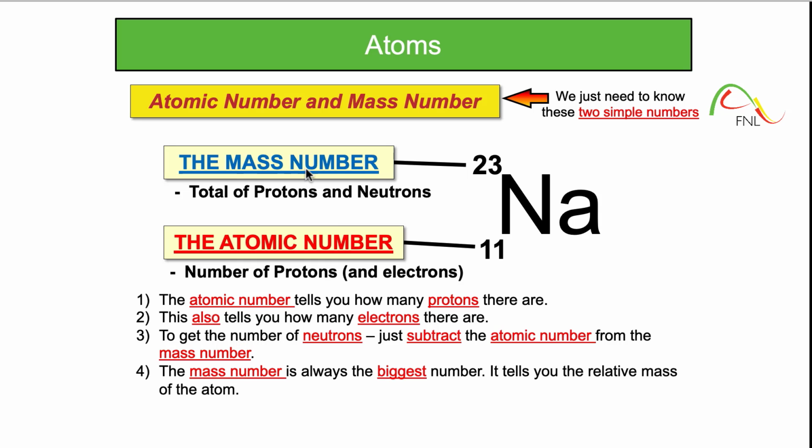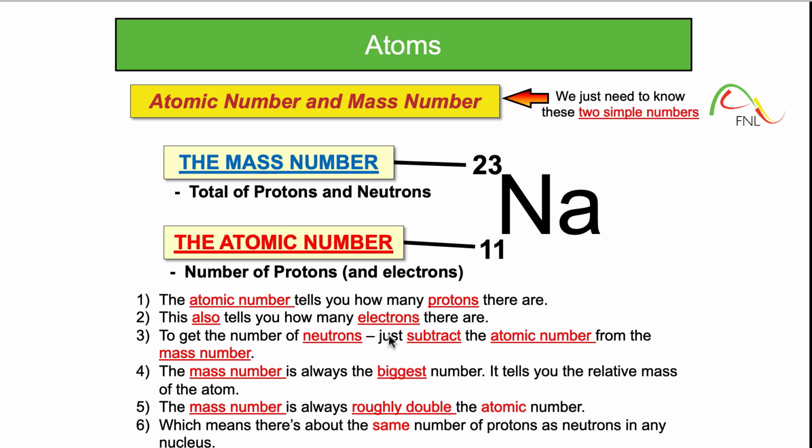The mass number we see here is always the biggest number. The mass number is always bigger than the atomic number. It tells you the relative mass of the atom. As we said, most of the atom's mass is in the nucleus with protons and neutrons, which is why it's called the mass number. The mass number is roughly double the atomic number, but as you go through the periodic table, you'll find this isn't always right. That means there's about the same number of protons as neutrons in any nucleus, but that can vary. So in this atom of sodium, we've got 11 protons, 11 electrons, and the difference between these two tells us we've got 12 neutrons.